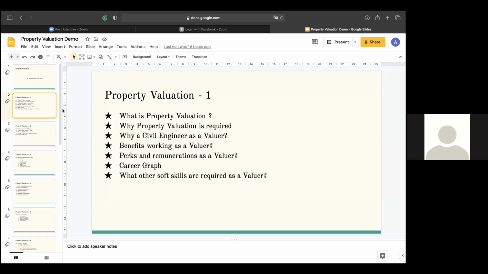So in which NBFC did you work? I worked in Hinduja Housing Finance.